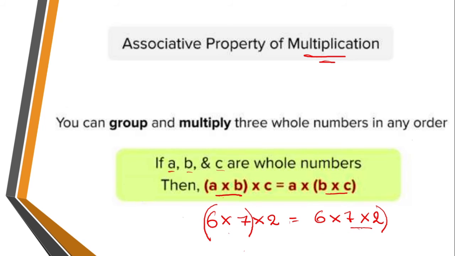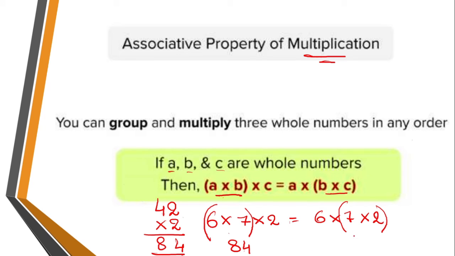now. So what is 6 into 7? 6 into 7 is 42, right? So 42 into 2 we will do now. So 2 2s are 4 and 2 4s are 8. So we will get our answer as 84.